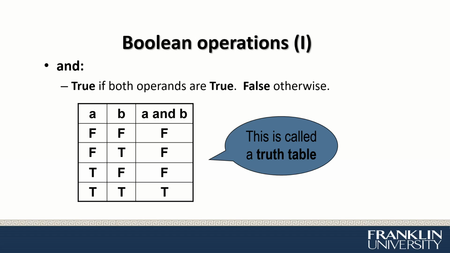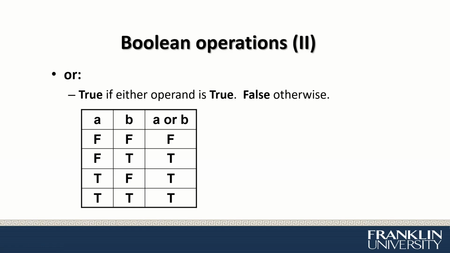This table here is called a truth table. This table shows you how the logical operator works based on the two operands. And for Python, the logical AND is spelled and, lowercase. And the logical OR in Python is or. It returns true if either operand, either A or B, is true, false otherwise. So A or B is false only when both A and B are false.